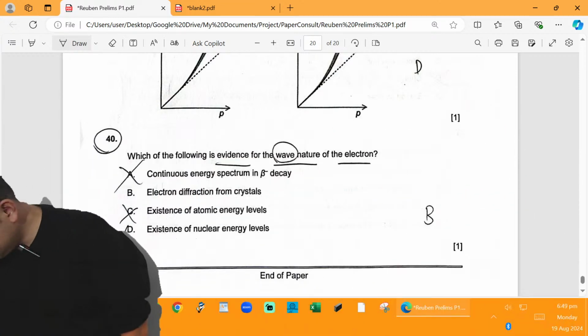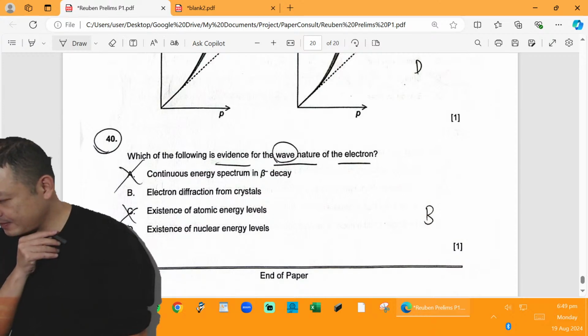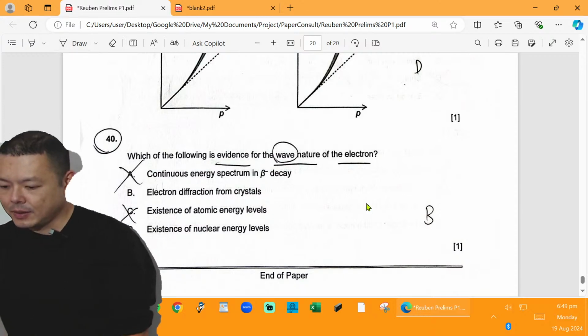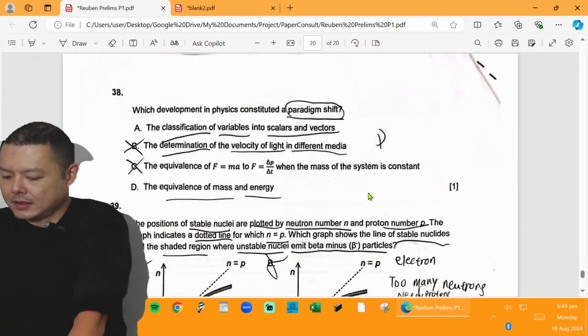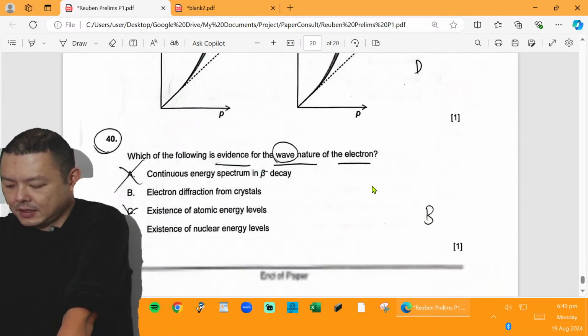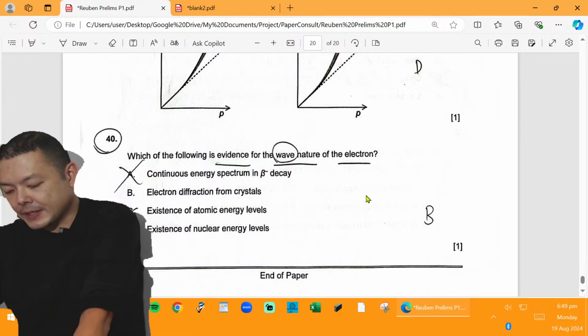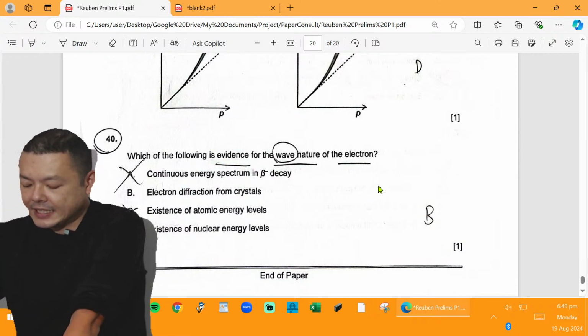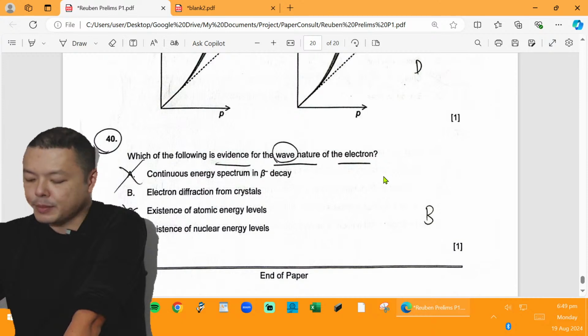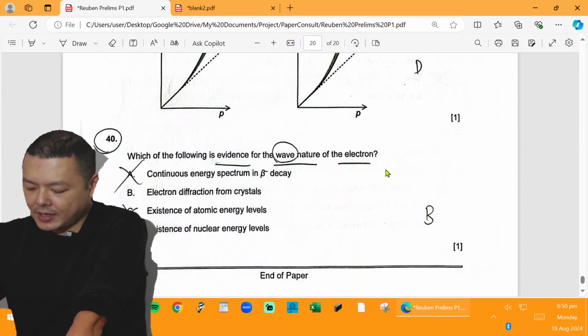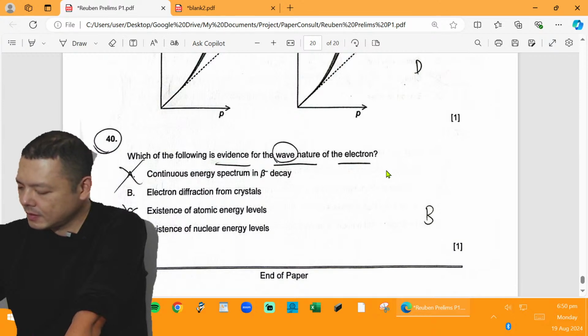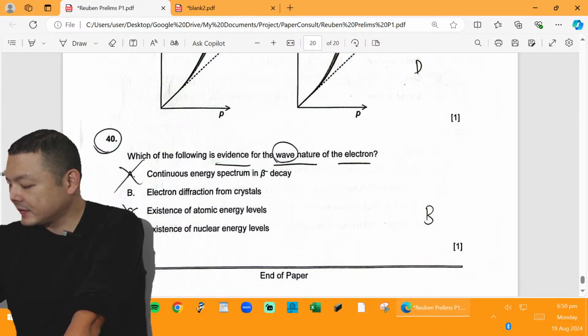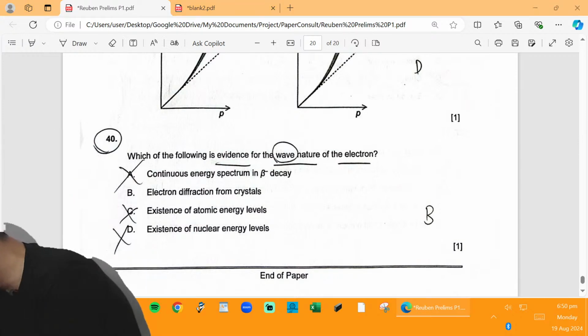A is just showing the neutrino came out with the electron. Option A is showing the existence of a neutrino or anti-neutrino. Okay, so A represents an anti-neutrino. Existence of atomic energy levels, C. What's the evidence for that? The emission or the absorption. Emission and absorption spectra, good. Existence of nuclear energy levels, for D? The decay itself. Yeah, the decay itself.